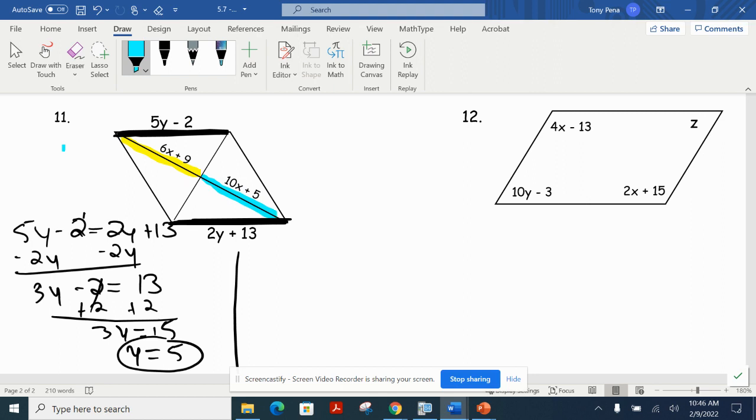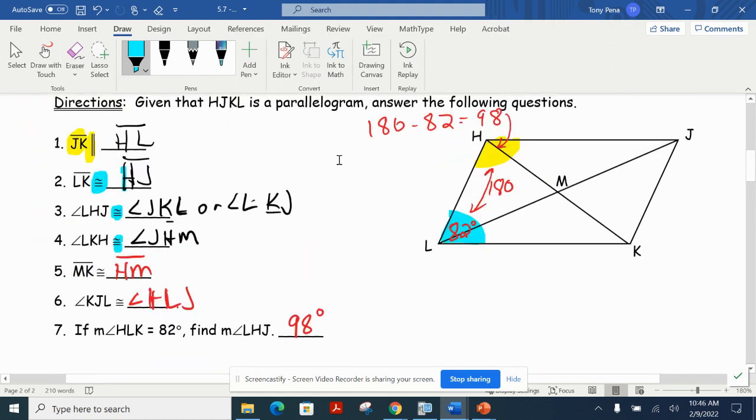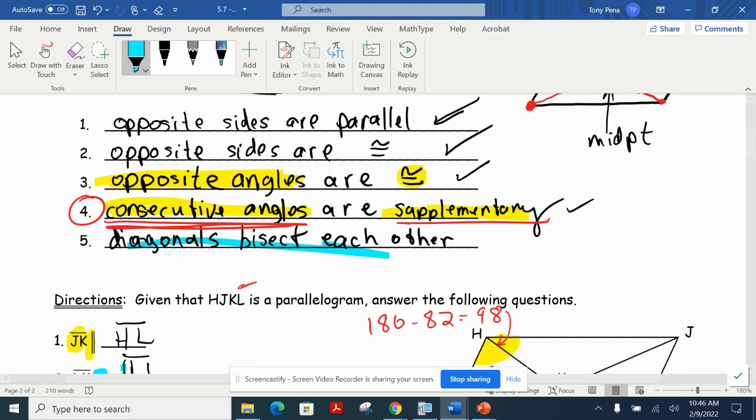All right. So the property this is testing you on is this one right here: diagonals, when they intersect, bisect each other. That means it cuts each other in half.